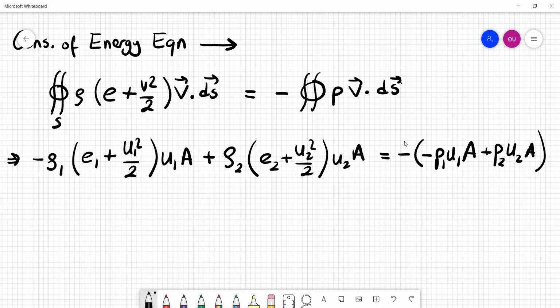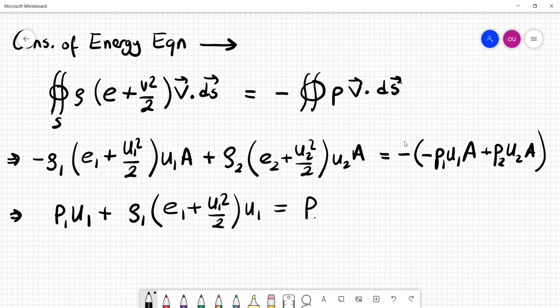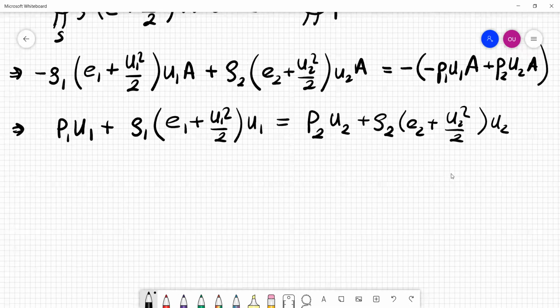So now this is basically our third equation, but before that, I just need to rearrange it a little bit because it looks better if I do that. Collecting all the subscript 1 terms on the left-hand side, I have P1 U1 plus rho1 times E1 plus U1 squared over 2 times U1 must be equal to the same thing with subscript 2: rho2 E2 plus U2 squared over 2 times U2. I can make it look even a little bit better. How?